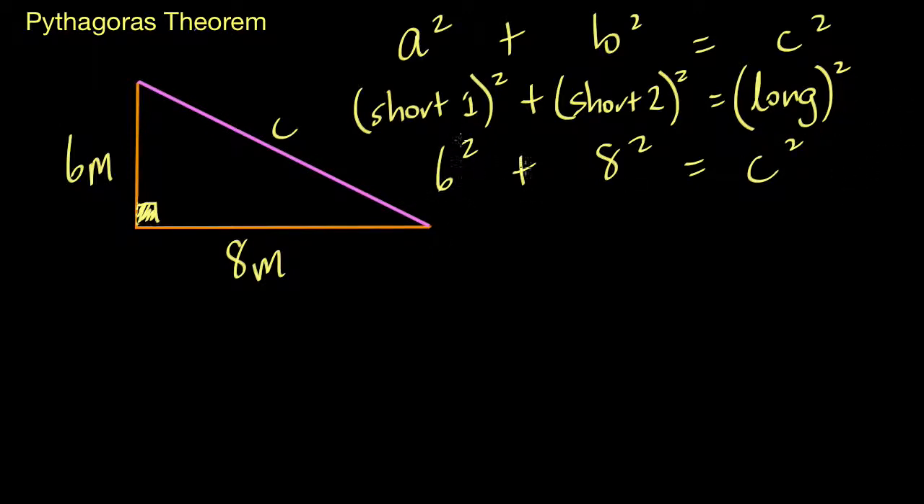So 6 squared, what's 6 squared mean? It means 6 times 6. Whenever something is squared, it means times that number by itself. All right, so 6 times 6 is 36, plus 8 times 8, because that value is also squared, and that gives you 64, equals C squared still.